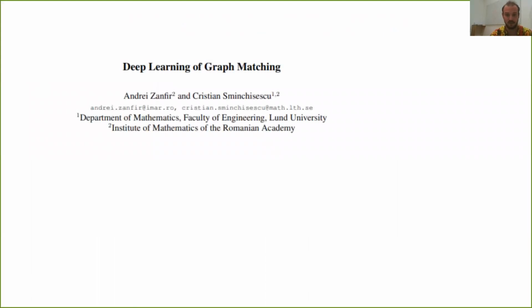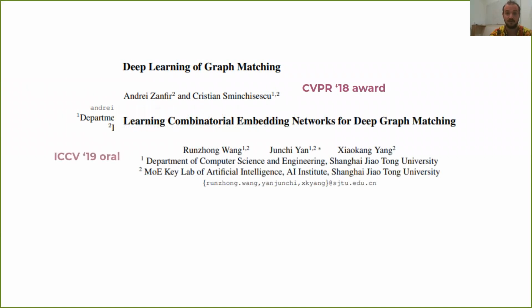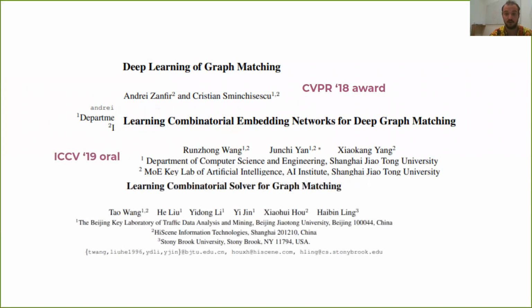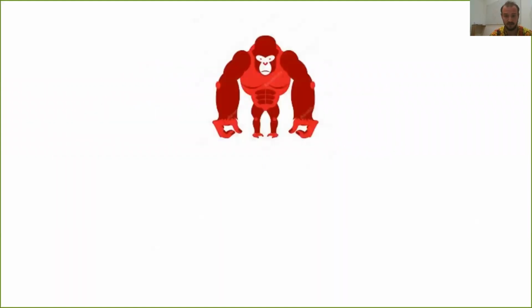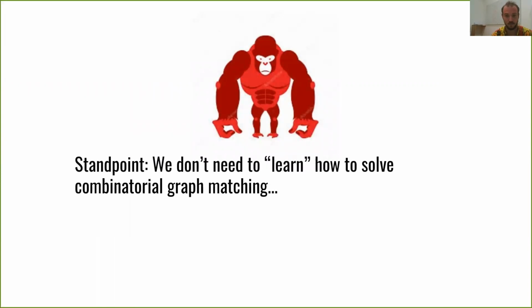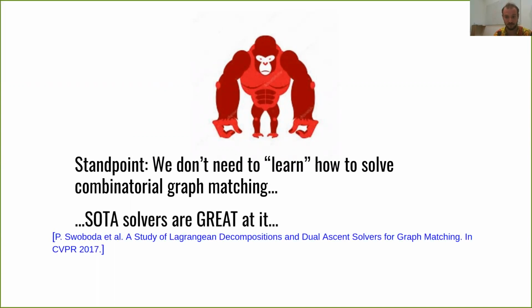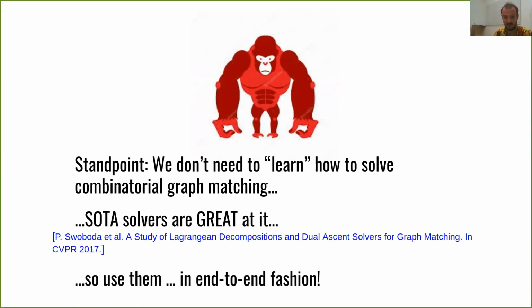This line of work has produced some very well-received papers, most of which have focused on learning the combinatorial component. Our standpoint is different. We don't want to learn how to solve combinatorial problems because there are expert combinatorial algorithms that are really good at it. What we want to do is take these algorithms and embed them into end-to-end trainable neural network architectures.